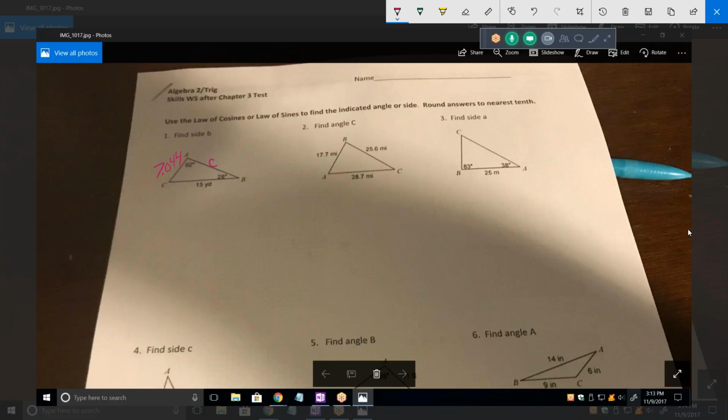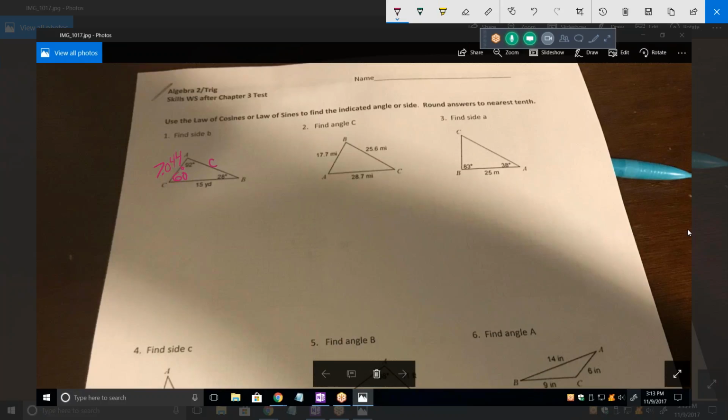What can I do for problem number 1? I can't solve for side C, but I can solve for angle C. What's angle C got to be equal to? 60. Okay. Now that I have angle C, I can solve for side C using the law of sines. Tell me what I should write.